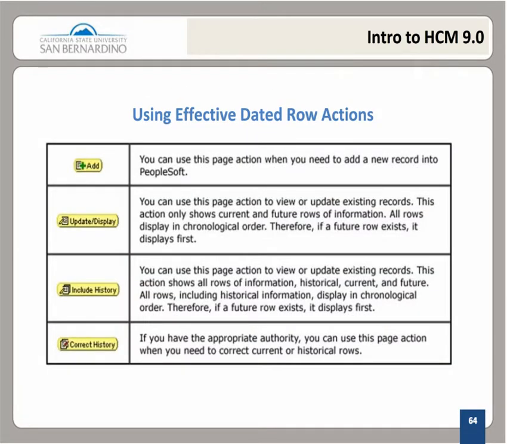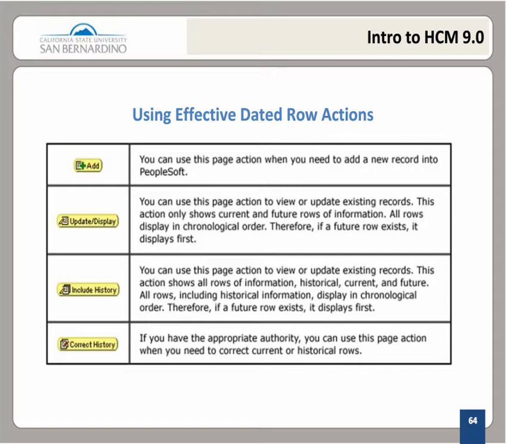Page actions allow you to access the information you need when working with effective dated records. You must add a new row in order to update current effective dated records unless you have security access to modify history. The Add icon: you can use this page action when you need to add a new record into PeopleSoft. The Update Display icon: you can use this page action to view or update existing records. This action only shows current and future rows of information.